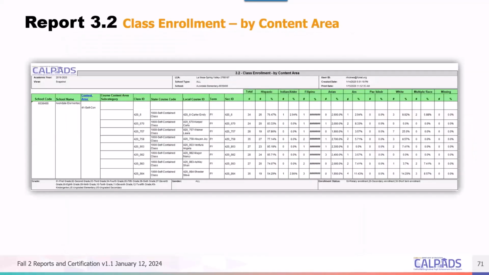Report 3.2 is class enrollment by content area. This just breaks down the enrollment of the students in the courses by their race, ethnicity, and demographics.